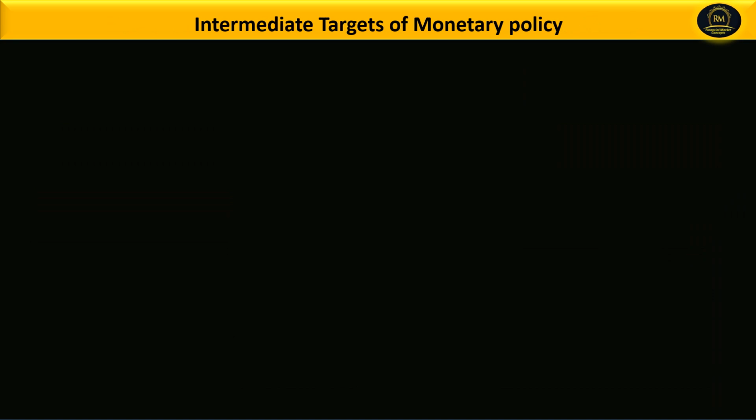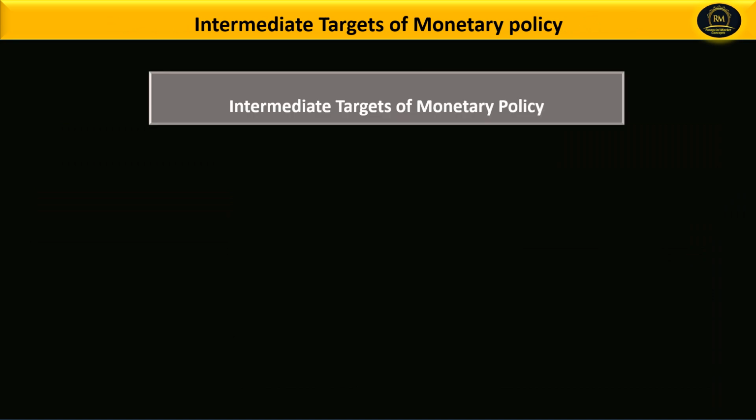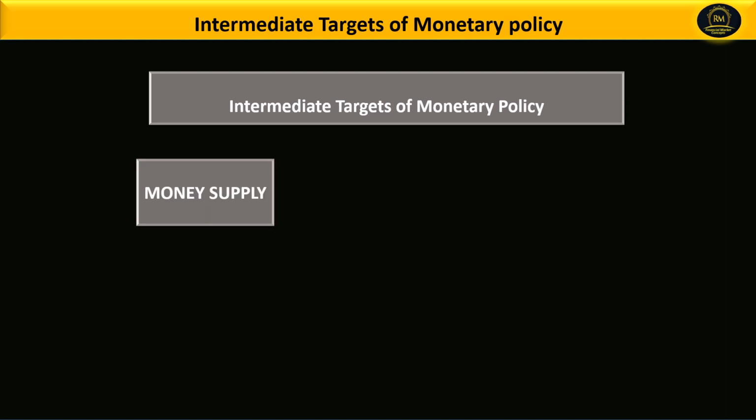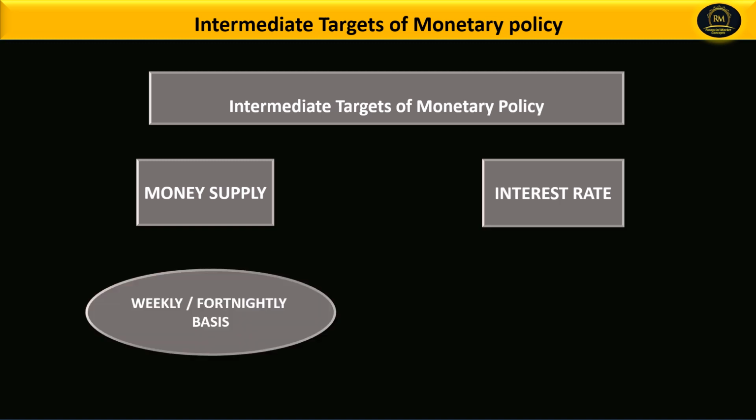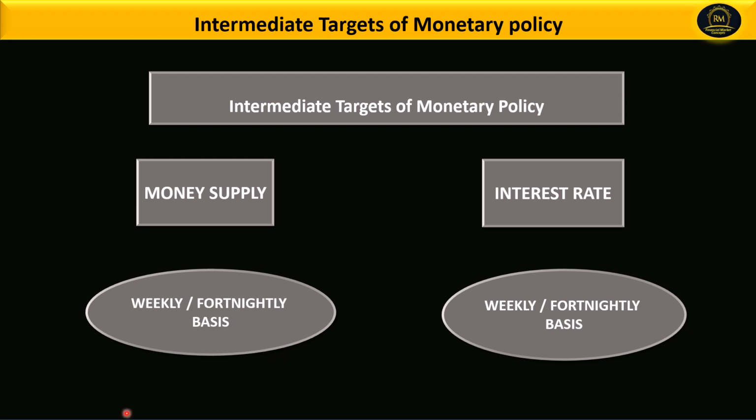Therefore, in order to avoid the time lag and to make monetary policy more efficient and effective, the monetary authorities have shifted from final targets to intermediate targets of monetary policy, which are money supply and interest rate. The data on money supply and interest rate are available on weekly or fortnightly basis, which helps the authorities get the data in a very small span of time and decide the policy for a smooth flow of the economy to attain the final targets.